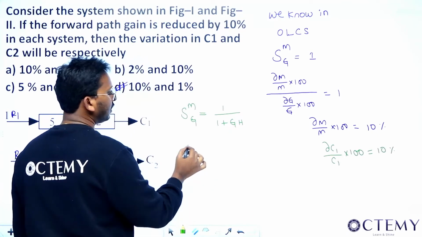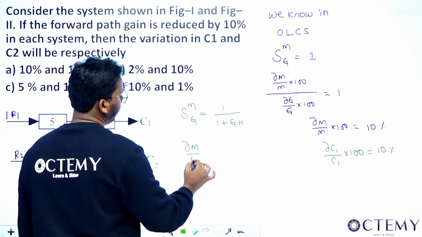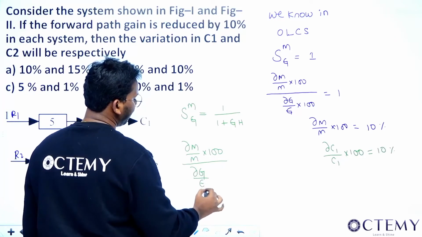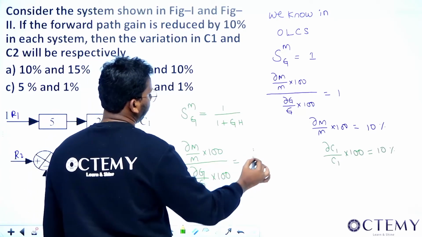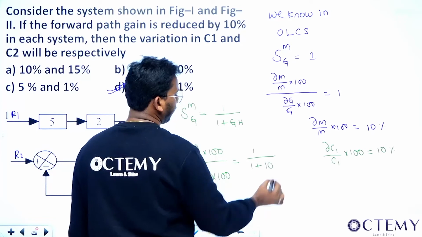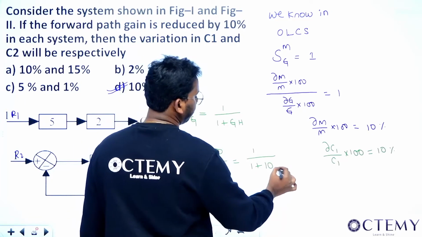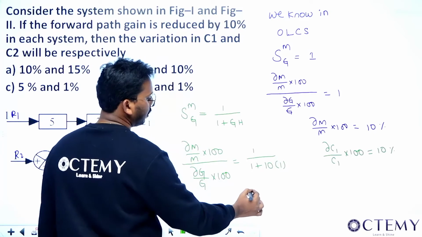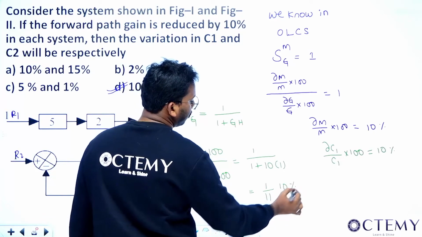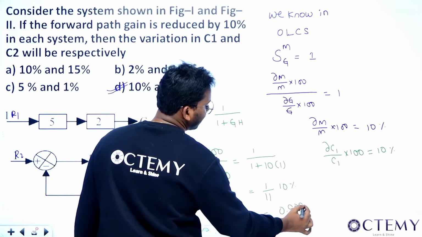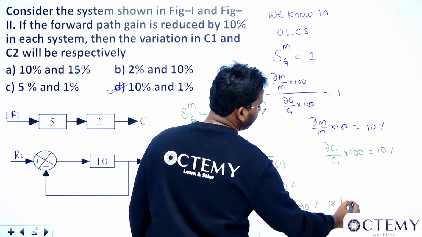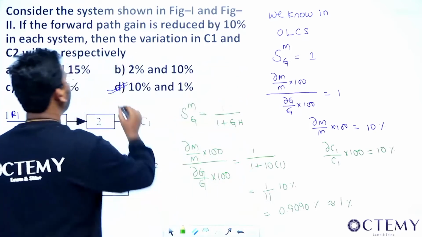So, sir, what is your dou M by M into 100 divided by dou G by G into 100? That should be equal to 1 by 1 plus GH. What is G, sir? G is 10. And what is H? H is 1. So this will become 1 by 11. And this is given as how much? 10%. So approximately this is 0.9090%. So if you look at the options, you can approximate it to 1%. Right? So this is the correct answer.